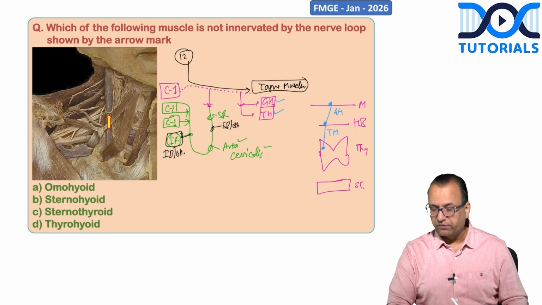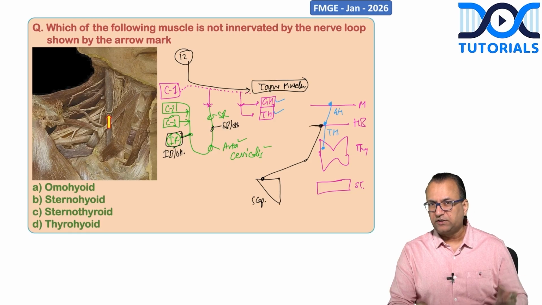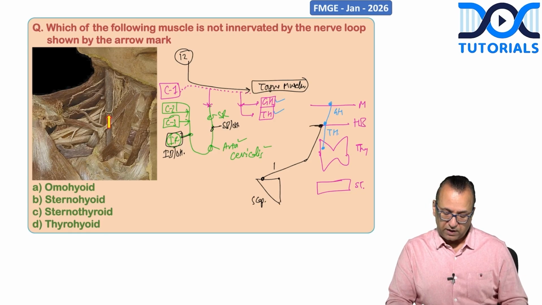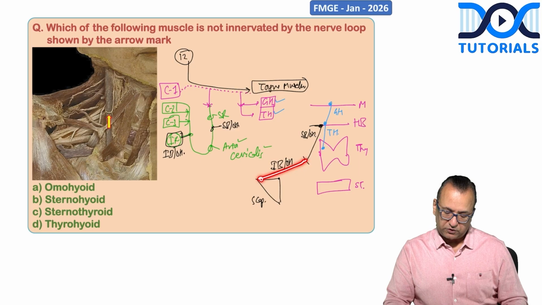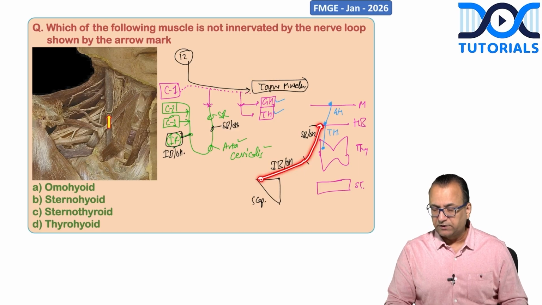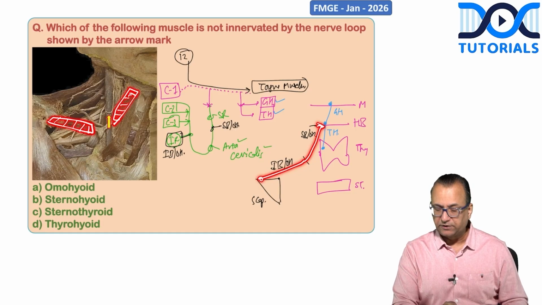But where is omohyoid coming from? See, this is the scapula bone, let us say the right scapula. From there, one muscle comes and it attaches like this. Scapula, the shoulder region, is omo, so it is called the inferior belly of omohyoid, and that will be the superior belly of omohyoid. Now, these muscles, the inferior belly and superior belly of omohyoid, are supplied by ansa cervicalis. As you see, this is the inferior belly of omohyoid and that is the superior belly of omohyoid, supplied by ansa cervicalis.